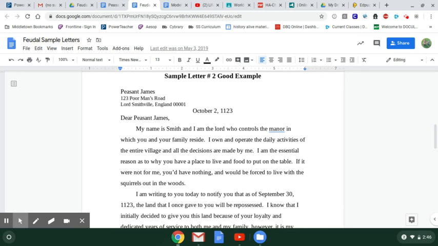So again, this is the assignment for Friday. I'm just giving you a head start on it if you want to. You're writing to a higher level on the feudal system, asking for movement up the feudal system.